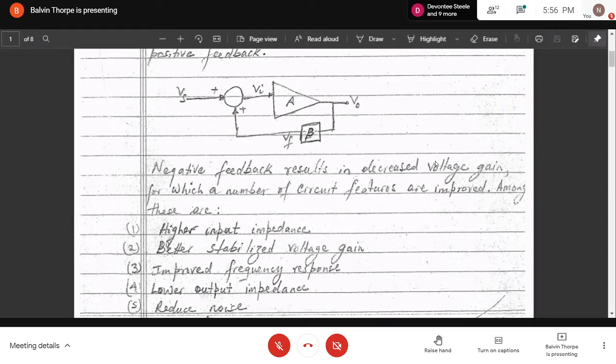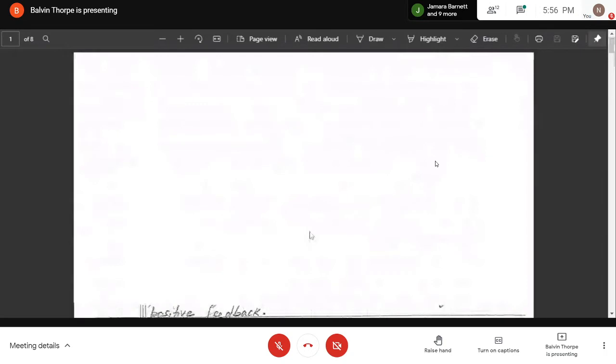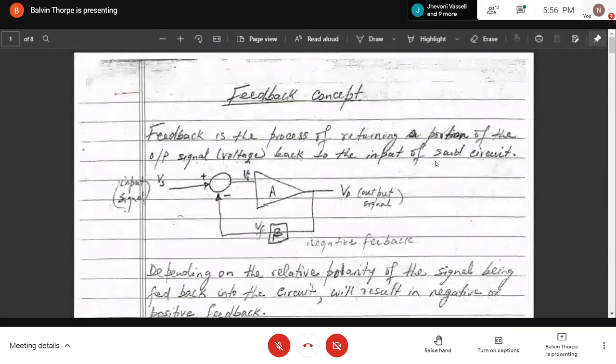Without the feedback, Vi would equal Vs. But with negative feedback, Vi is going to equal Vs minus Vf. Right? Therefore, it means that you're going to have less input voltage, so Vi is always going to be less than Vs with negative feedback.